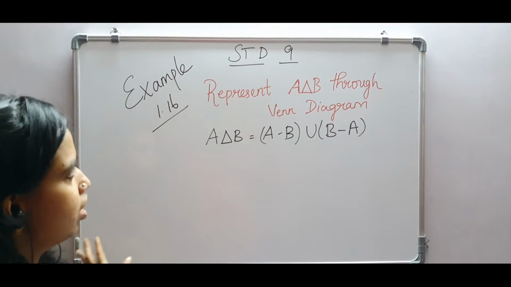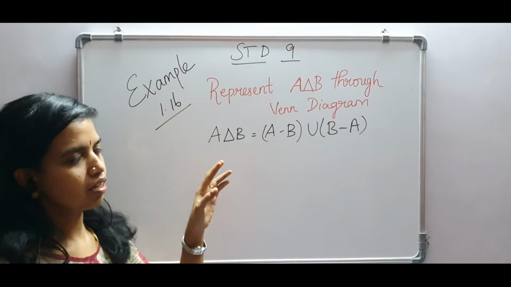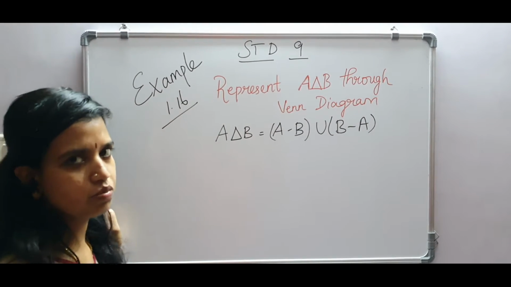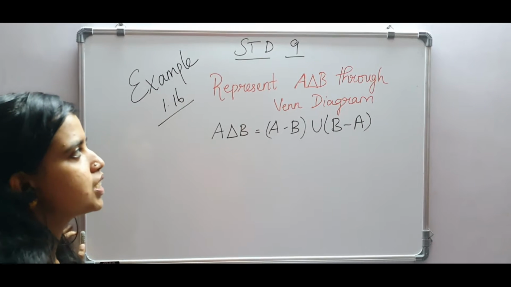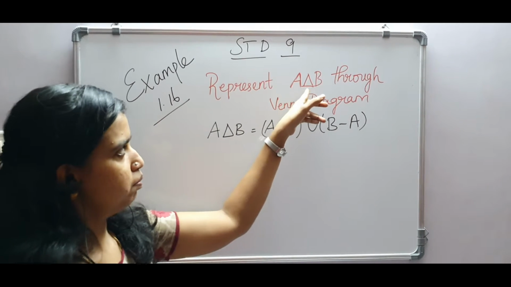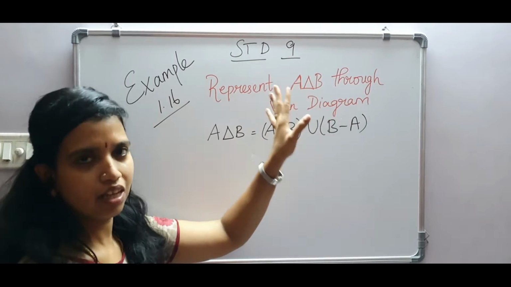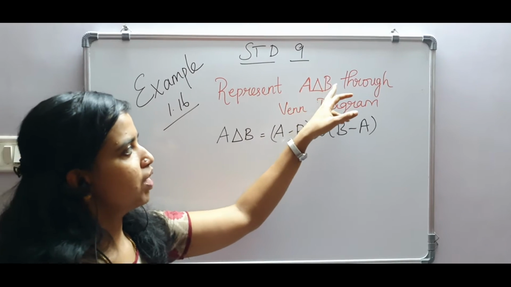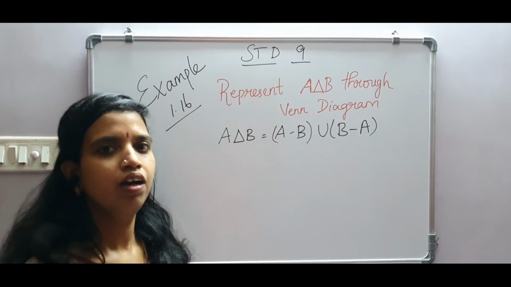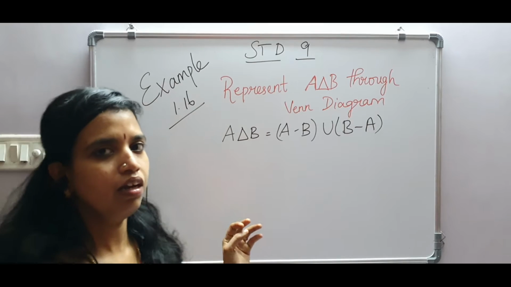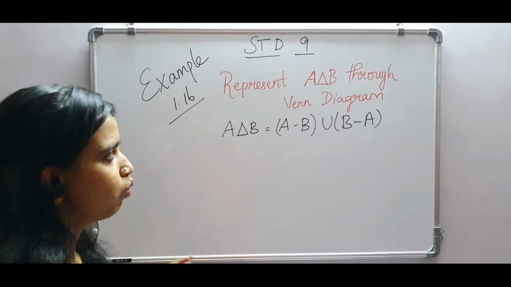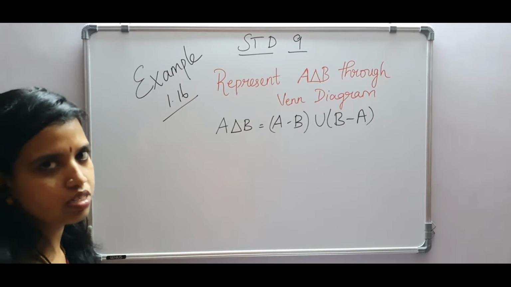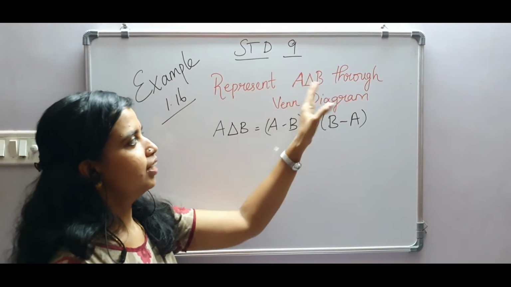Today we are going to see example 1.16 from the Tamil Nadu board 9th standard maths. Represent A delta B. This small triangle we have to read as delta. That is A difference, either delta or difference, A difference B through a Venn diagram. Venn diagram is nothing but representing in diagrammatic form. If you want to know what a Venn diagram is in detail, please refer to my previous video, which is available in the description box. Okay. So A delta B.